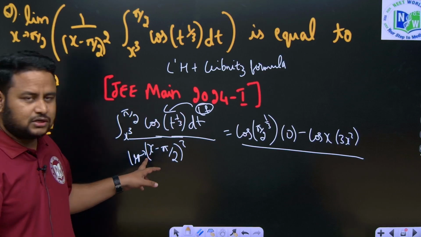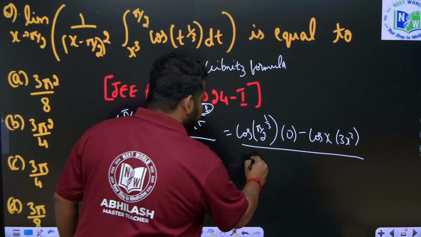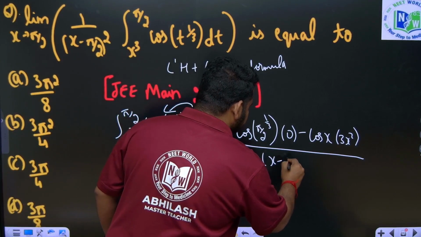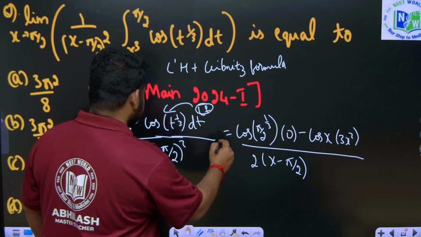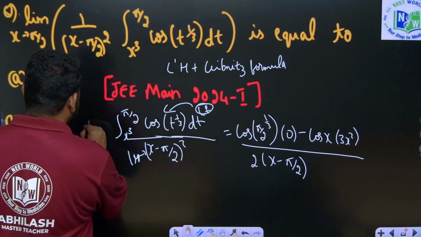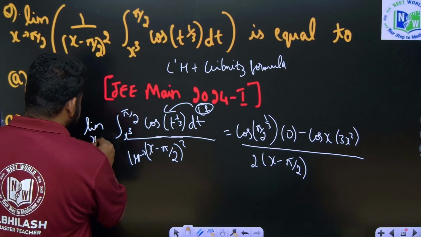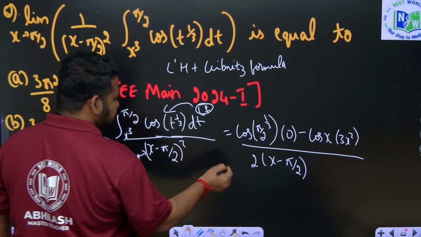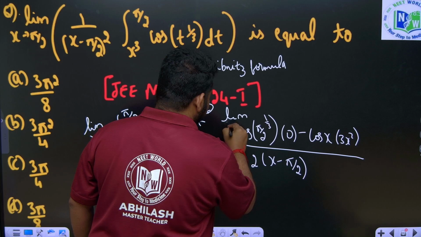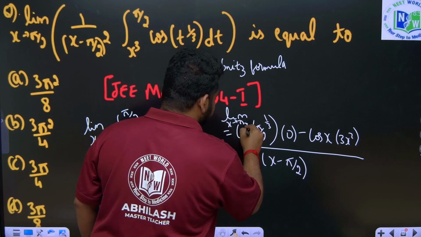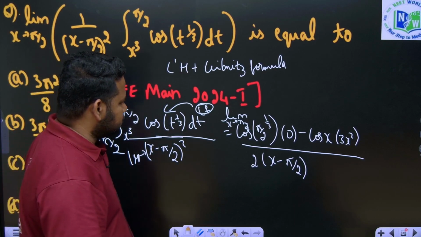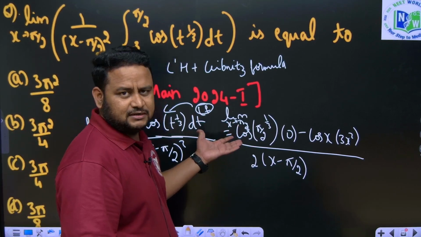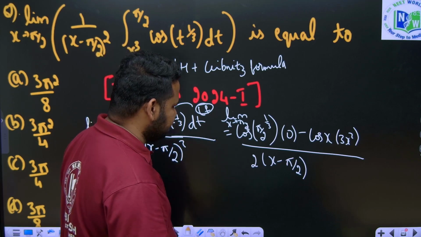So this will become what? 2 into (x minus pi by 2). Okay. Now continuing with this, here it is limit as x tends to pi by 2. No need to write it every time, but we know that x tends to pi by 2, because we are not solving board questions, we are solving JEE Mains questions. No need to carry this limit everywhere. It is understood that we are solving the limits.